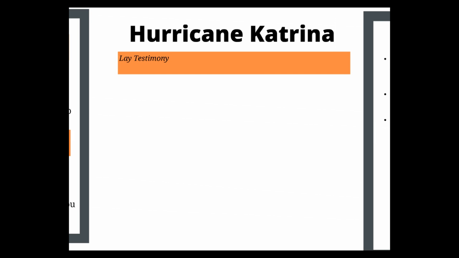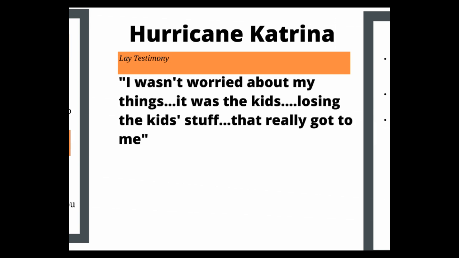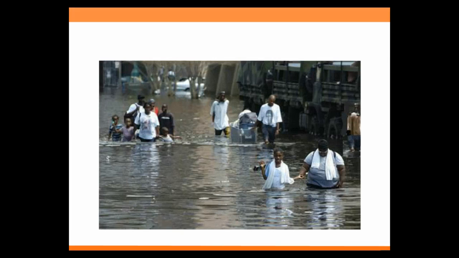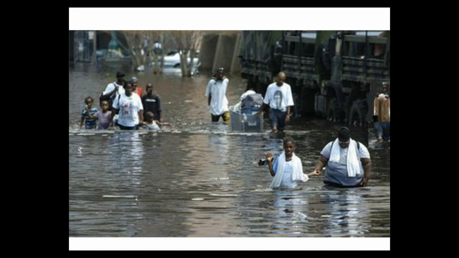Now, I said I was going to give you some examples. Let's say you were doing a speech on Hurricane Katrina. If you had lay testimony, and this is an actual quote from a story that I heard recently on NPR when they were going back and talking about some of the reactions and how people are rebuilding. This was a mother they interviewed, and she said, I wasn't worried about my things. It was the kids, losing the kids' stuff. That really got to me, and I thought that was a really powerful quote. And then, of course, a visual using an actual picture. Sometimes with that devastation, you can give statistics, but they're really not effective in showing what actually has happened.